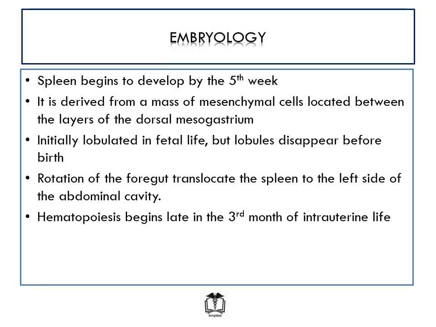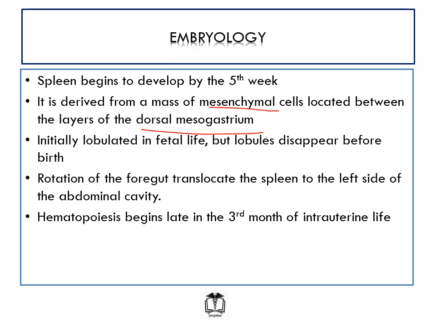The spleen begins to develop by the fifth week. It's derived from a mass of mesenchymal cells that is located between the layers of the dorsal mesogastrum. This is very important to remember in terms of the embryology of the spleen. So the dorsal mesogastrum is the site, between the layers of the dorsal mesogastrum, and the particular origin point for the spleen are mesenchymal cells.